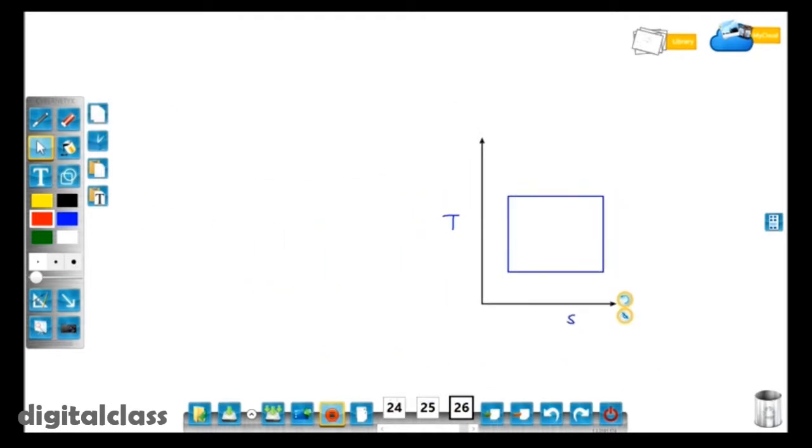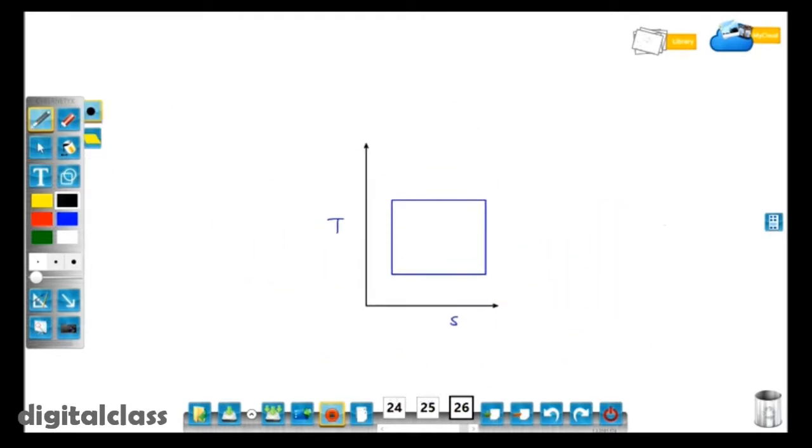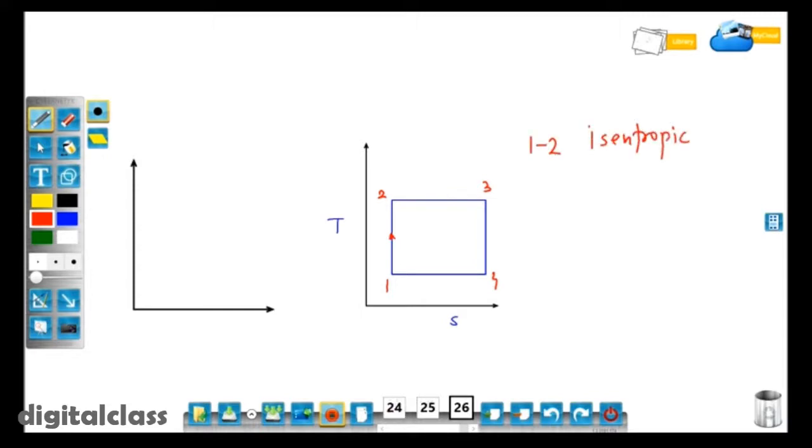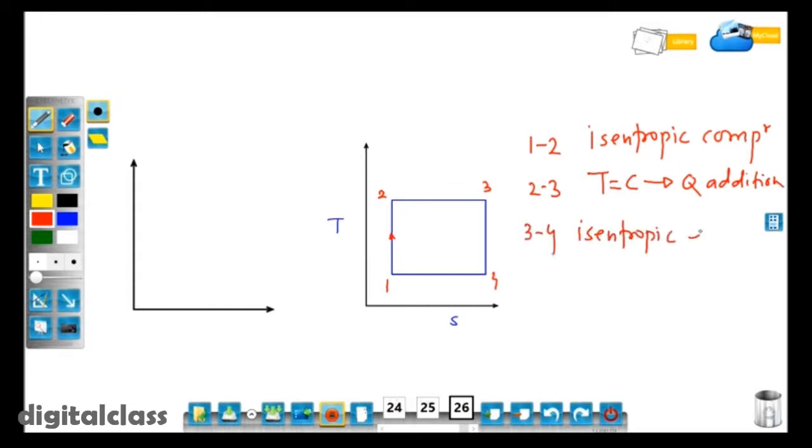So this is the PV and TS diagram for the Carnot cycle. 1, 2, 3, 4 are the 4 points. 1-2 is a process, so on a TS diagram we can show the processes. 1-2 is isentropic compression, 2-3 is constant temperature heat addition, 3-4 is isentropic expansion, and 4-1 is constant temperature heat rejection. So here heat addition minus heat rejection is nothing but the amount of heat available.